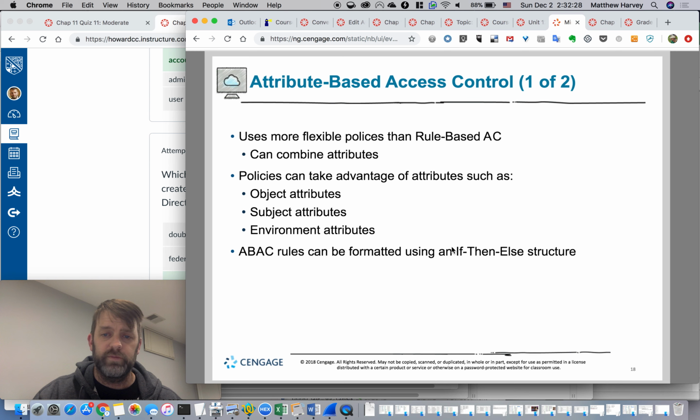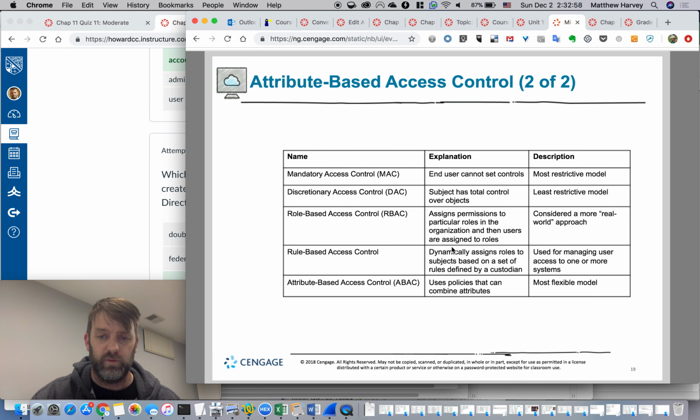And then attribute is even more flexible because it can combine attributes and it can incorporate things like the attributes in the object, the subject, the environment. So it's similar to rule-based. It's just that the rules can have a more complex structure based on time of day, a location. So it's rule-based. It's just rules that have even more options for what can be a part of that rule.